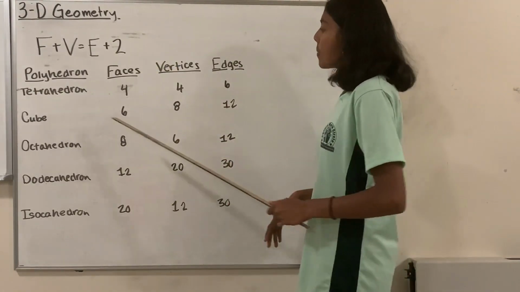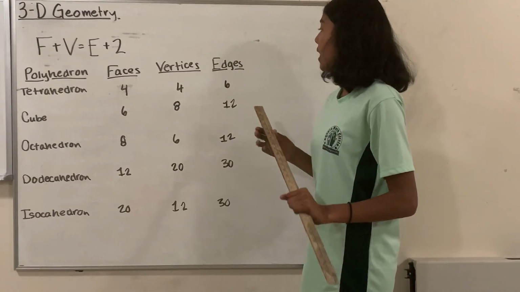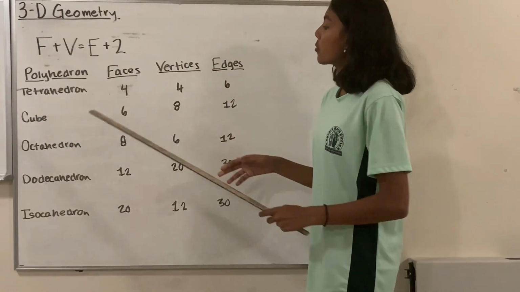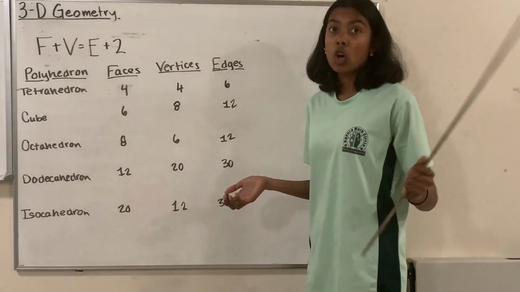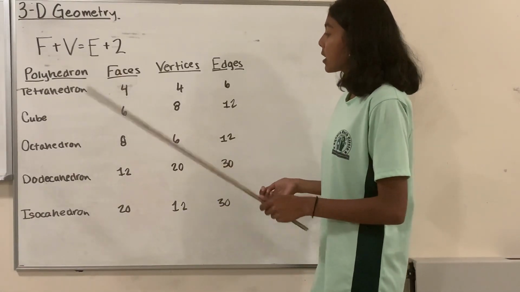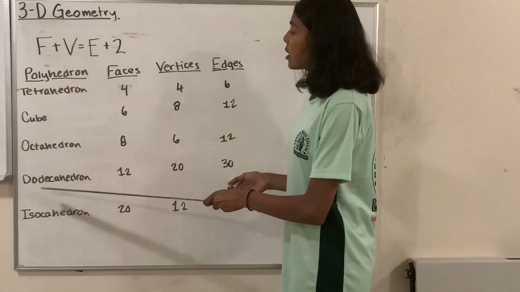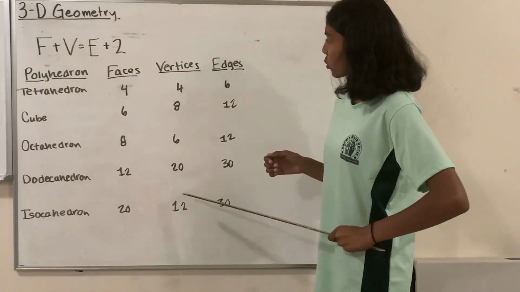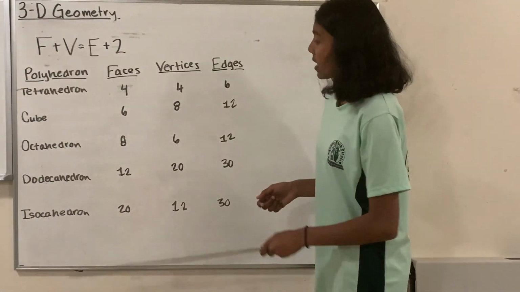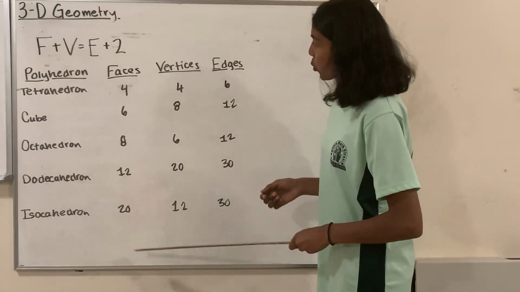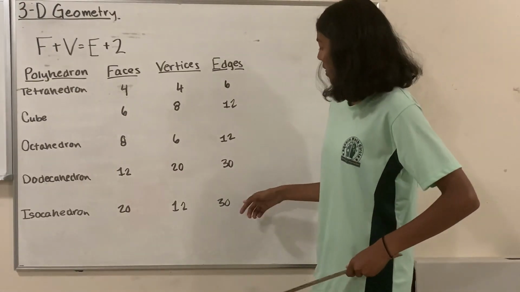So a cube has 6 faces, 8 vertices, and 12 edges. And you can remember the 6 faces because it's a common die. And then we have an octahedron, which has 8 faces, 6 vertices, 12 edges. And then the dodecahedron, 12 faces, 20 vertices, 30 edges. And then the icosahedron, which has 20 faces, 12 vertices, and 30 edges.